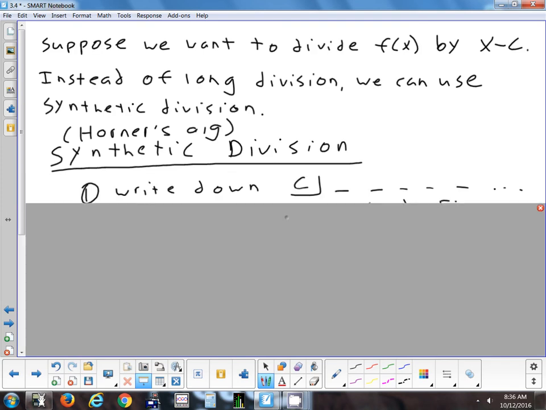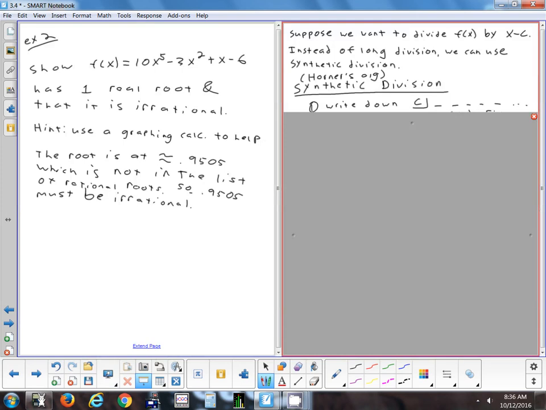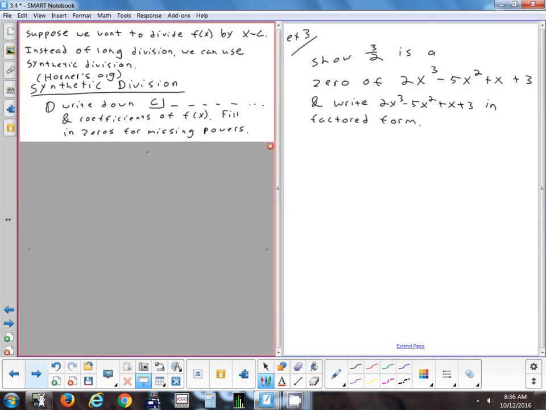All right, so I think the best way to do this is to show you the steps and then do each step on a real problem as we're going through. So the first step is you're going to write down c, which is the number after the minus sign. I'll put a little bracket around it, and then write down all the coefficients of f of x. I'll fill in zeros for anything that I'm missing.